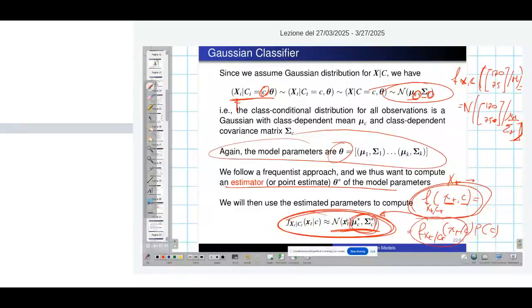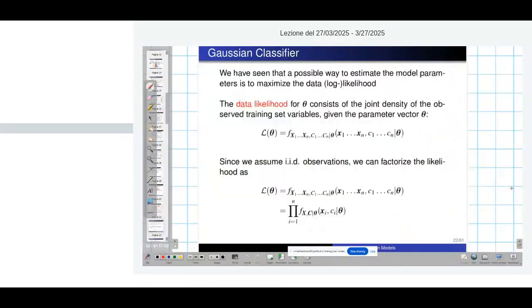This class conditional probability will be computed using the Gaussian density with the estimated values for the model parameters. So we will take our training set, compute the male and female optimal parameters, and then if we want to classify this guy, we will compute the class conditional using the male class, and then we will compute the class conditional of the same feature vector given female using the density for the female class that we just estimated. And we will see that again in a moment.